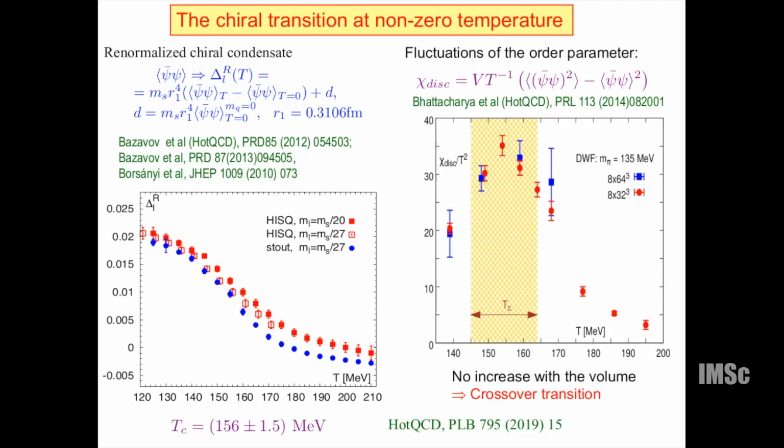Now the question is, how do we know it's a crossover, or, say, a second order or first order phase transition? When I increase the volume, this peak will go to infinity, because you tune the system to criticality, and in infinite volume the fluctuation is infinite. Exactly at the critical temperature or near to it, what is the typical correlation length?